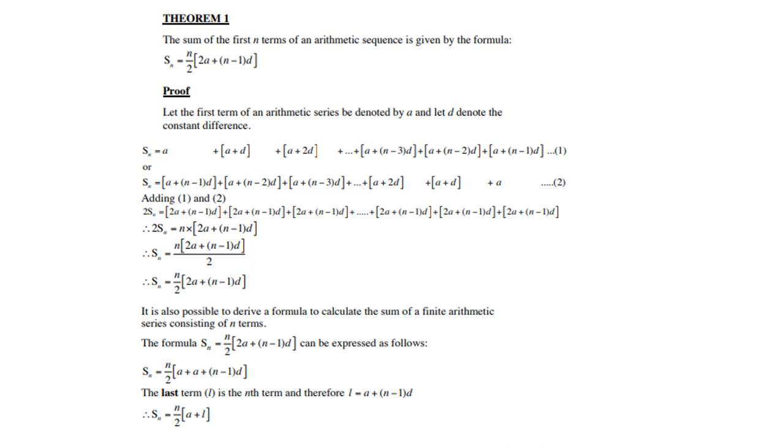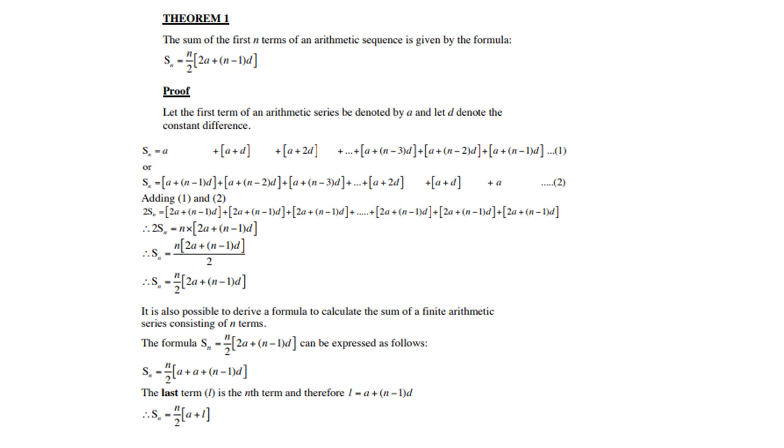Then we reverse the sequence. So it is a plus (n minus 1)d, a plus (n minus 2)d, a plus (n minus 3)d, and so on, until a plus 2d, a plus d, plus a. And we call it equation 2. Then we add the two equations, and we get twice S_n. 2a plus (n minus 1)d plus 2a plus (n minus 1)d, and so on, n times. So we have n of the 2a plus (n minus 1)d's. Then we divide by 2 and we put the 2 under the n, and that's how we get the formula.